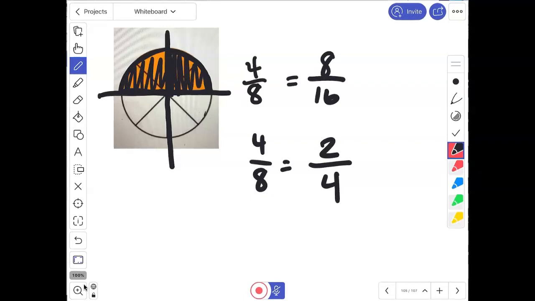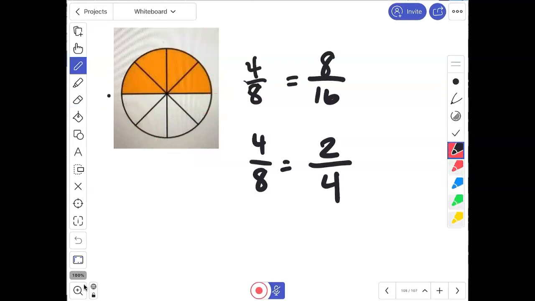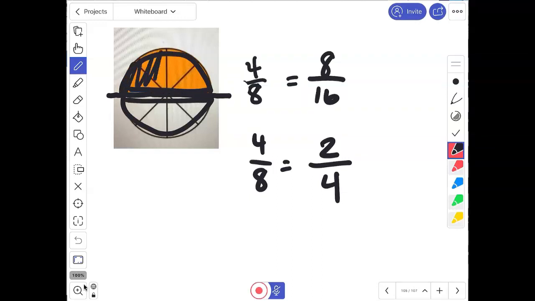Interesting. Okay. What if I did it another way? What if I just took that same circle and I cut it in half? So here's half, and here's half. 4/8 is equivalent to 1/2. That's a lot of equivalent fractions right there. All I did was take the same shape, partition it a different way, and shade the same amount, and I could see what was equivalent.